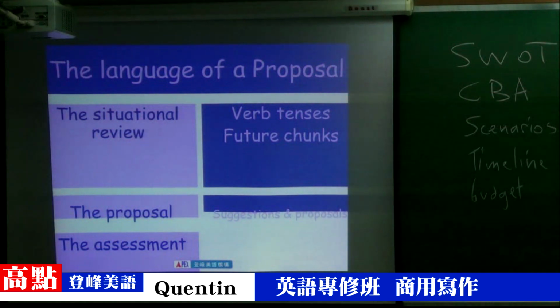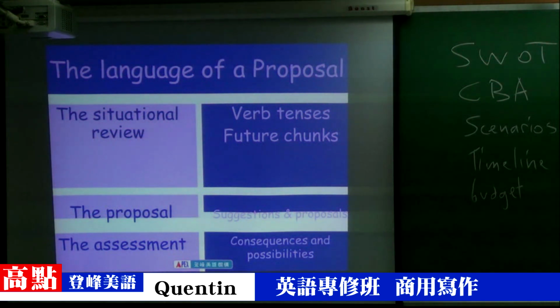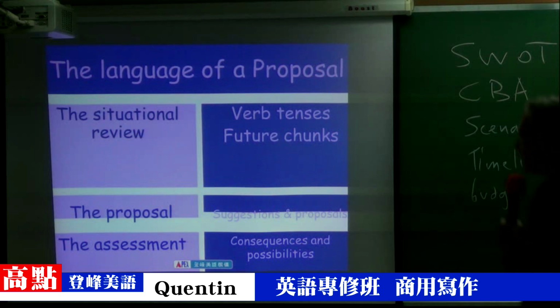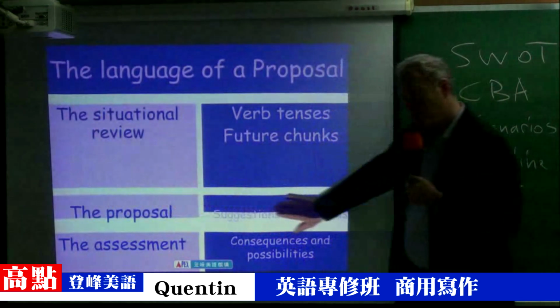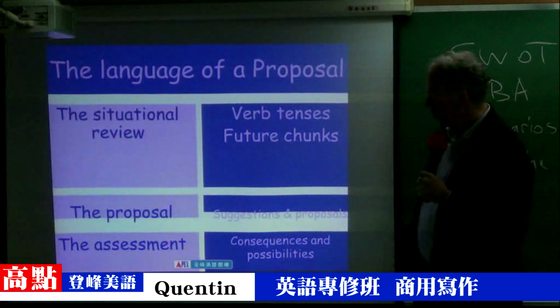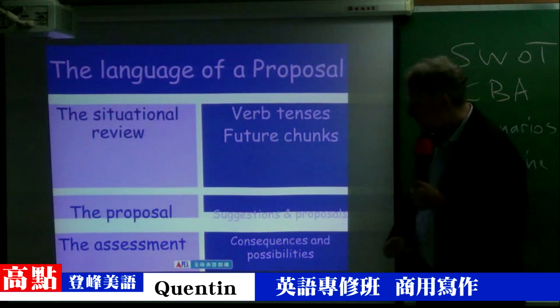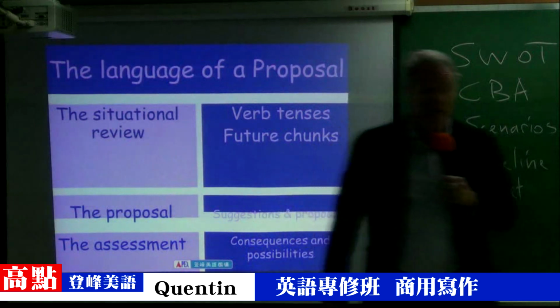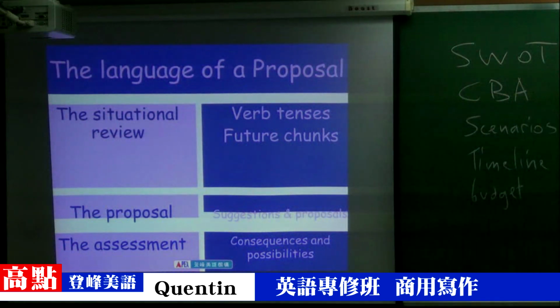In the middle section of your report, of your proposal, you will need to focus on the language for suggestions and proposals. Okay, you need to focus on the correct grammar for writing suggestions and proposals. And in the final section, you need to focus on the grammar of consequences and possibilities. Okay, so in this class, we are going to focus on this language here, how to write the proposal section of your document. And in the next class, I'm going to teach you the language for consequences and possibilities. Okay? All right then, so let's begin with our class.